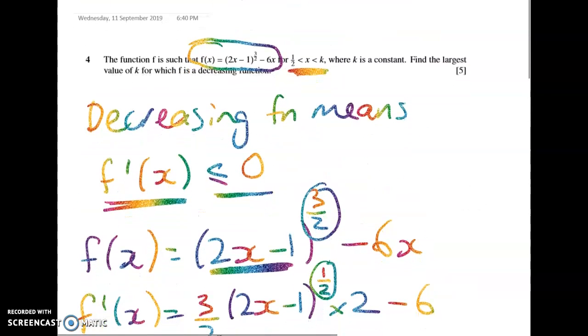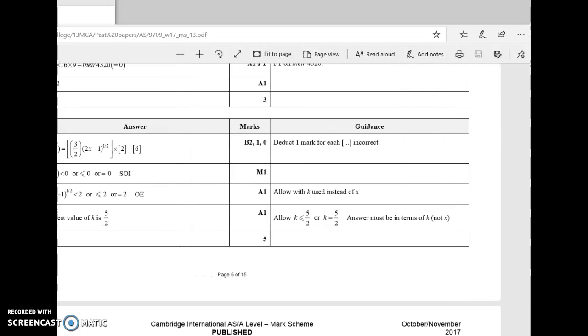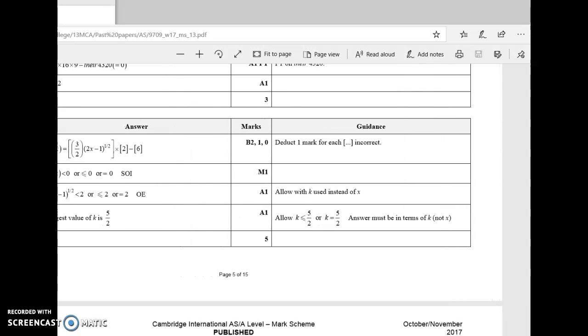Let's just go back and check that we've answered the question. Yep, find the largest value of k for which f is a decreasing function. Now I'm just going to quickly look at the mark schedule to see where the marks were. Here we are. I'm not sure if I can do this properly. There we are. See if you can see it there. It's worth 5 marks, and you see that you've got to write out that answer pretty clearly to get that last mark, so don't chuck that away.